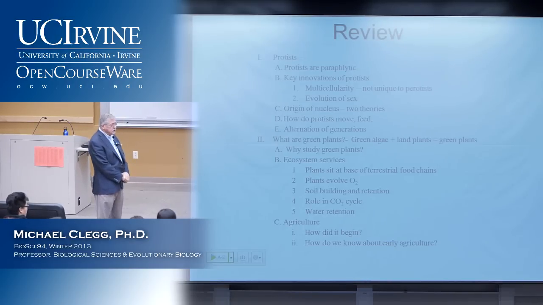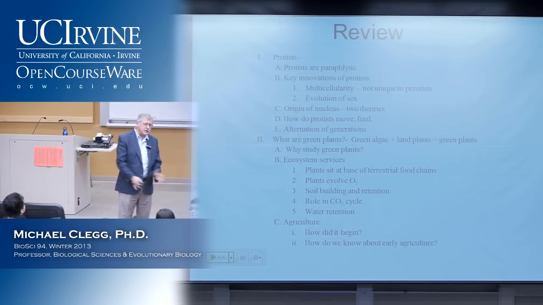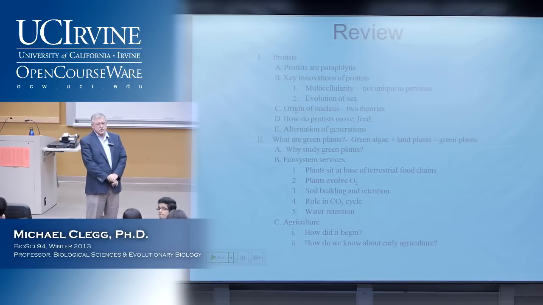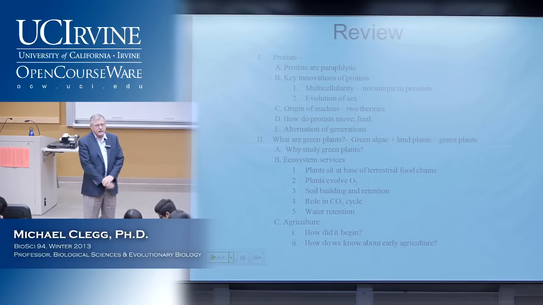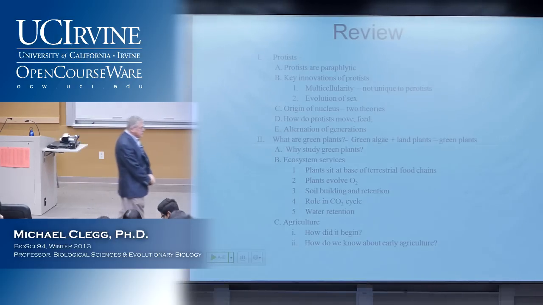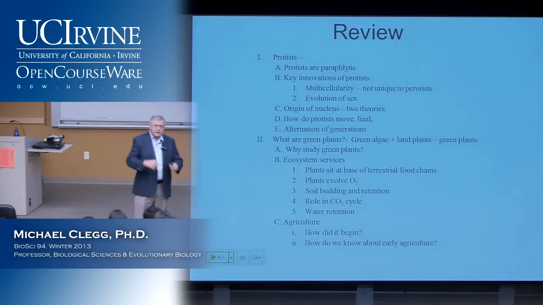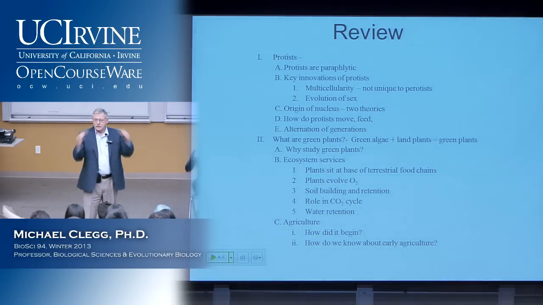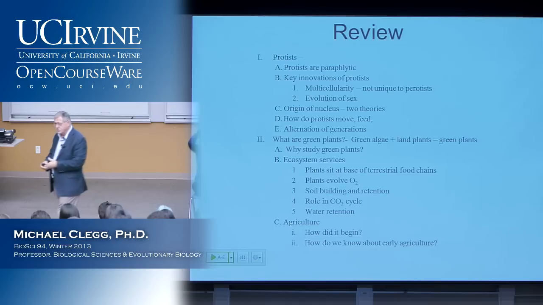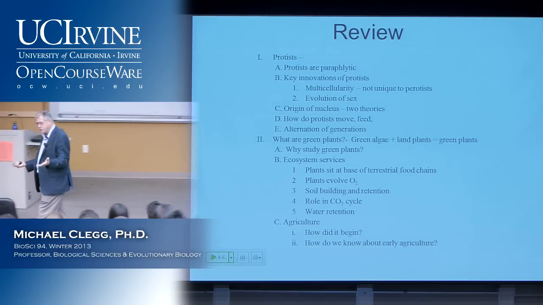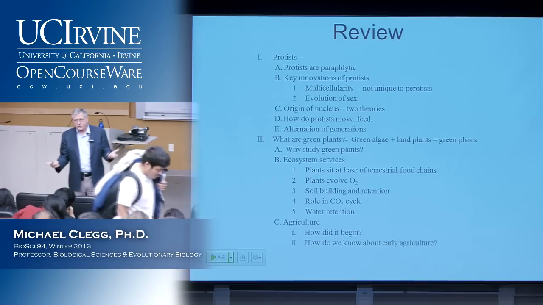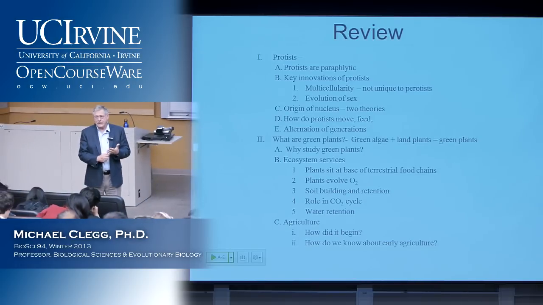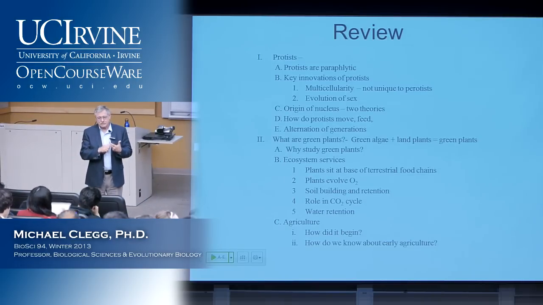We talked about protists, and one of the things that I emphasized was that protists are what we call paraphyletic. That's because they don't include all of the descendant groups within the eukaryotes. Most eukaryotes are protists, but there are three exceptions: plants, animals, and fungi.